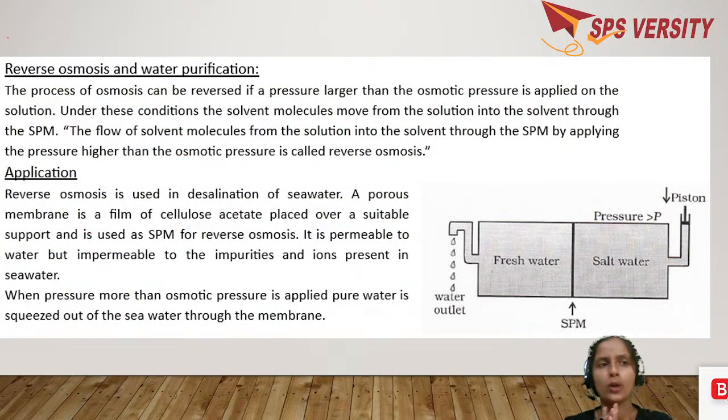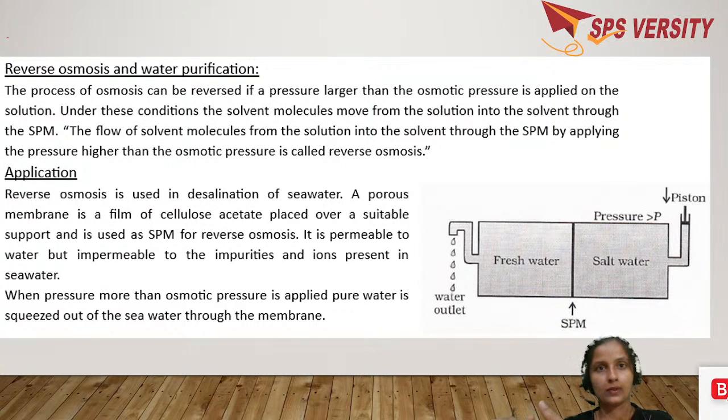Now we have one more concept which is called reverse osmosis. If you have seen in some places where the drinking water is kept, there will be a name plate, or something written like RO purified water. That's reverse osmosis purified water. What is reverse osmosis? What is osmosis? Movement of the solvent from the dilute solution towards the concentrated solution.